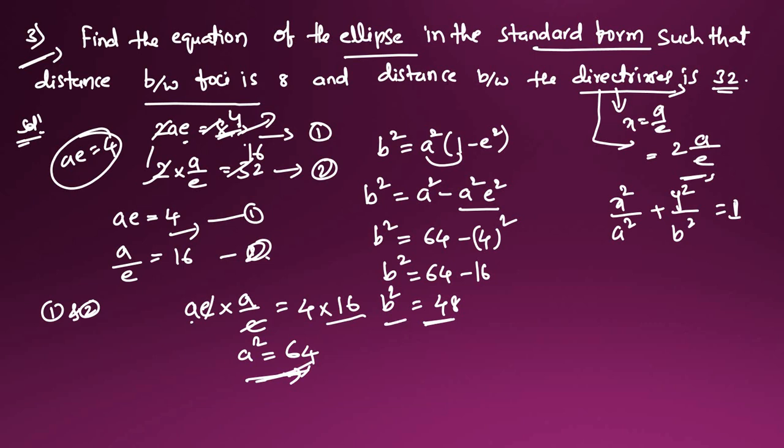So a square we got and b square we got. And the standard form is this one, so we can substitute: x square by a square, which is 64, plus y square divided by b square, which is 48, is equal to 1. That is the answer here. So now moving to the next question.